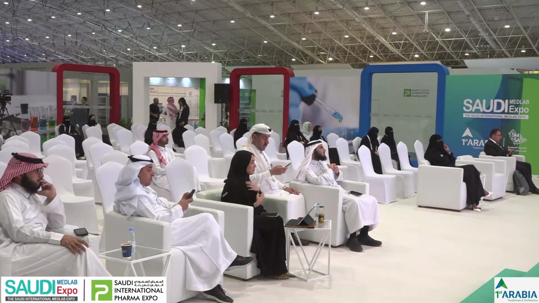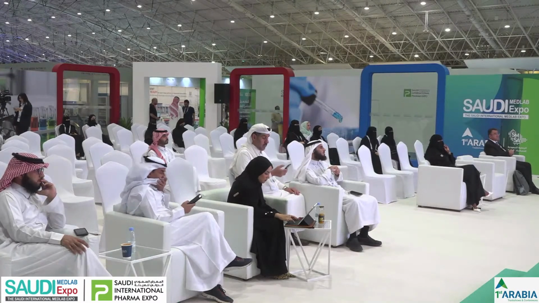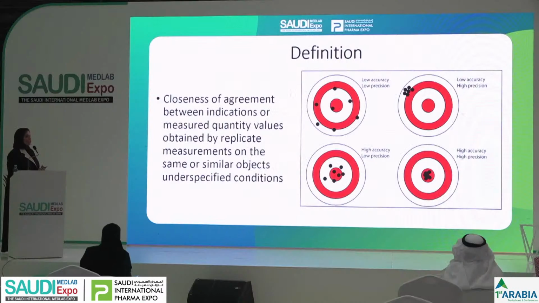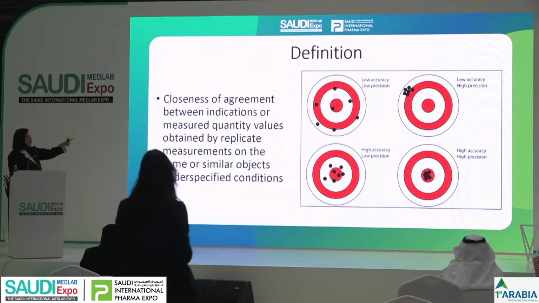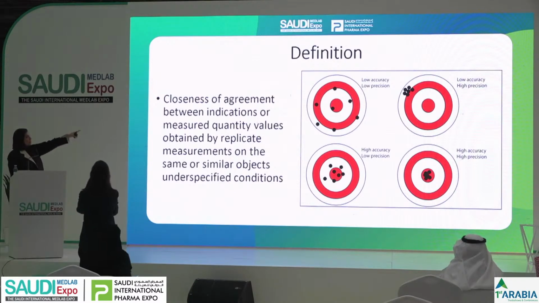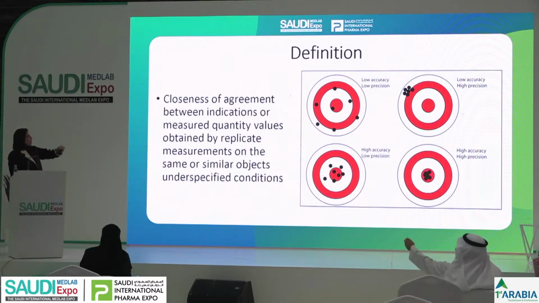So let's start with precision. The definition is the closeness of agreement between indications or measured quantity values obtained by replicate measurements on the same or similar objects under specified conditions. By the way, I'm going to talk about those two, precision and linearity, in a very simple way. I don't want to complicate it like in the literature. So what is precision? If you look at this diagram, the second circle there is highly precise.